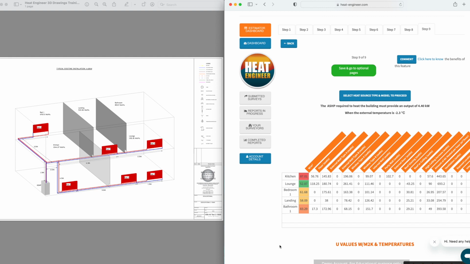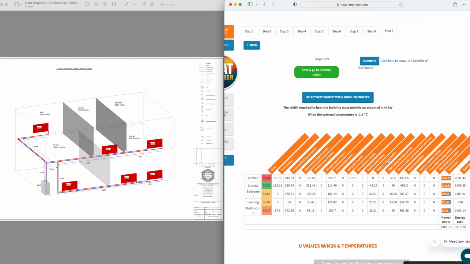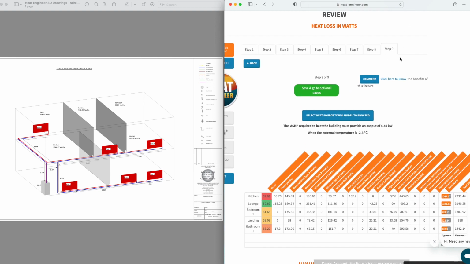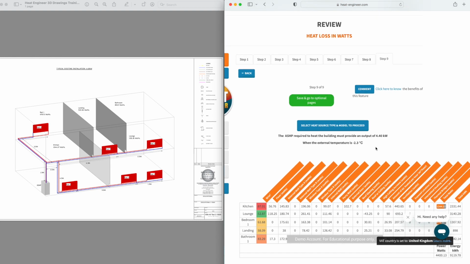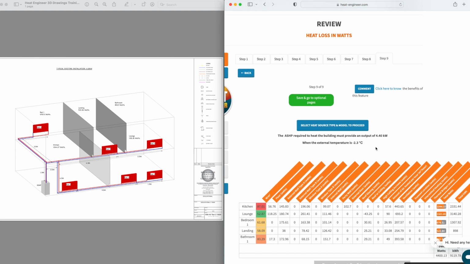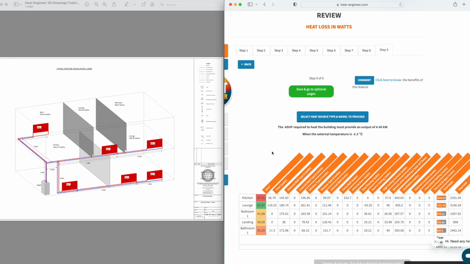Now, there's a couple of things that you need to do. Obviously, you get your room by room heat loss calculation, and most of you know that you're up here on step 9 of the calculation, and you can see if I zoom in there. We've got a total heat loss on this small one bedroom flat. It's an older, 1980s built flat, 4.4 kilowatts when the external temperature is minus 2.3. So it's a very low output heat pump that we're going to be putting into this on a DT5 circuit, so we've got to calculate the pipework that's there.